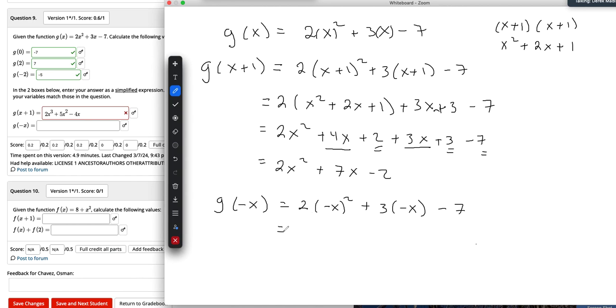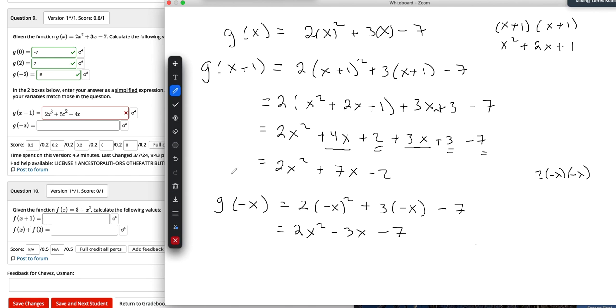So then, again, we just got to clean it up. So this little bit really means 2 times negative x times negative x. So 2 negatives will make a positive, and then x times x would make x squared with a 2 in front. So 2x squared. And then negative times positive, so that'll be a minus 3x and a minus 7. And that would be it on that one.